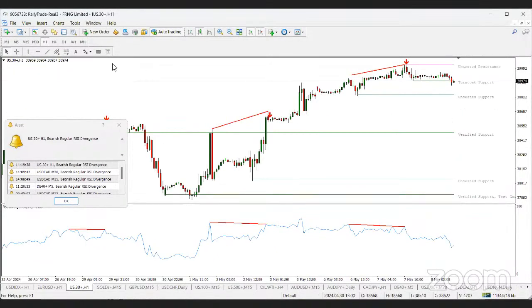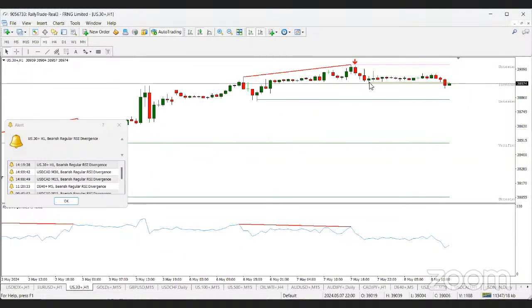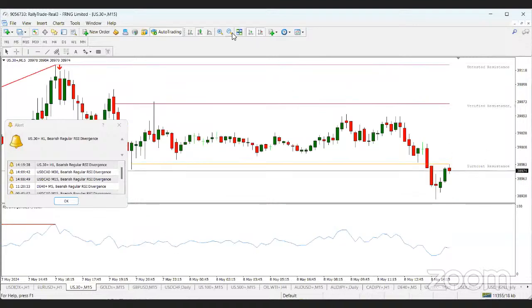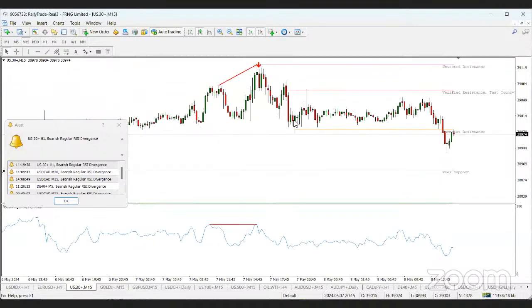For US 30, I also expect a sell. I noticed that this is 1 hour. Notice that price has been ranging around here, but price has broken that structure. That range that it has been having for a while now, 15 minutes now. It broke it, returned towards that place, and is currently selling. You understand?